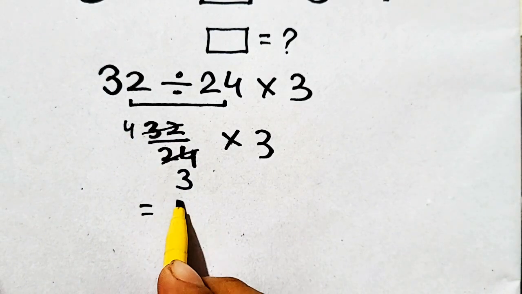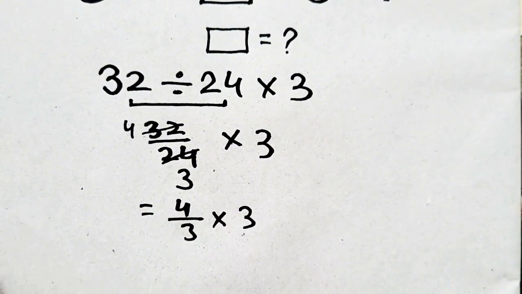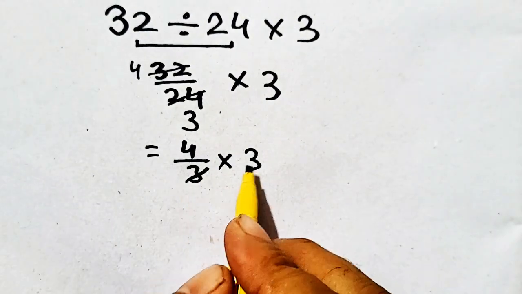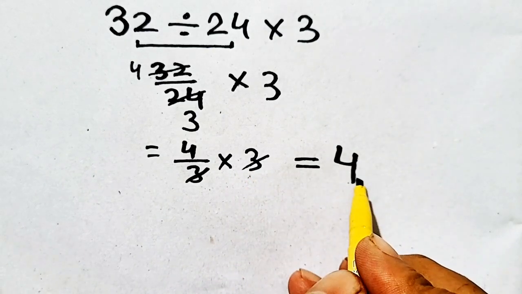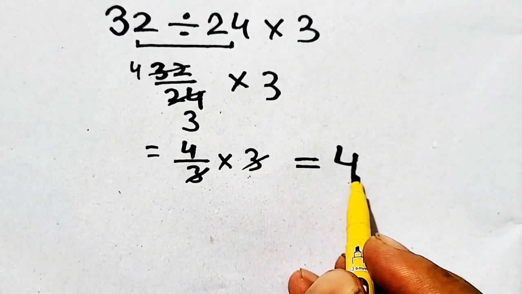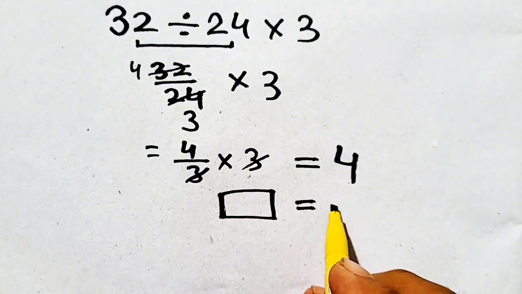So we will get 4 by 3 times 3. 3 is cancelled with 3, and we will get our correct answer 4. So the blank will be equal to 24.